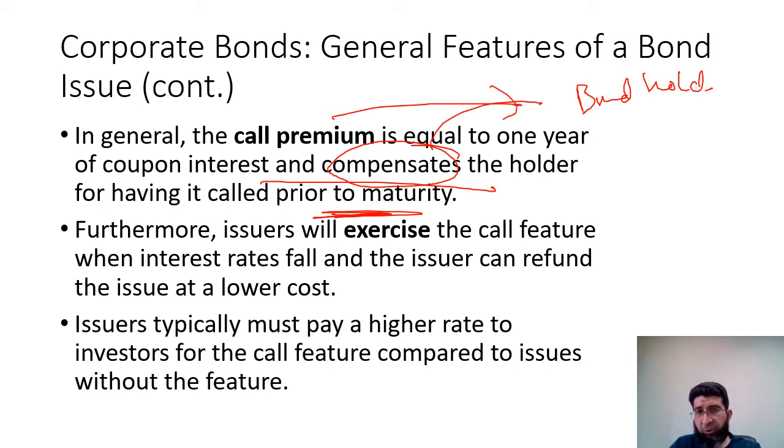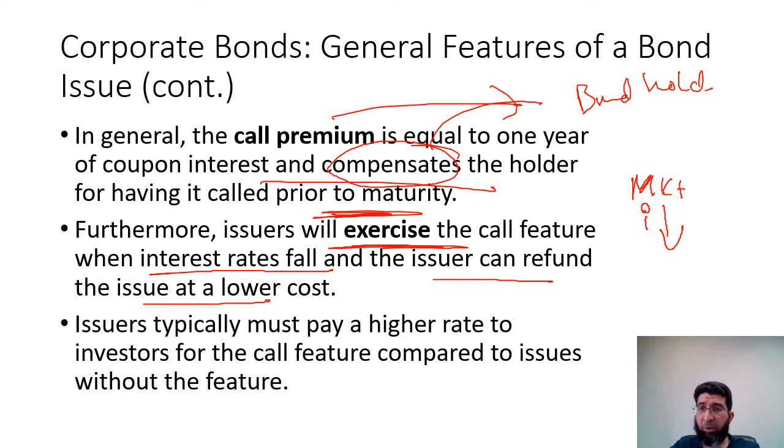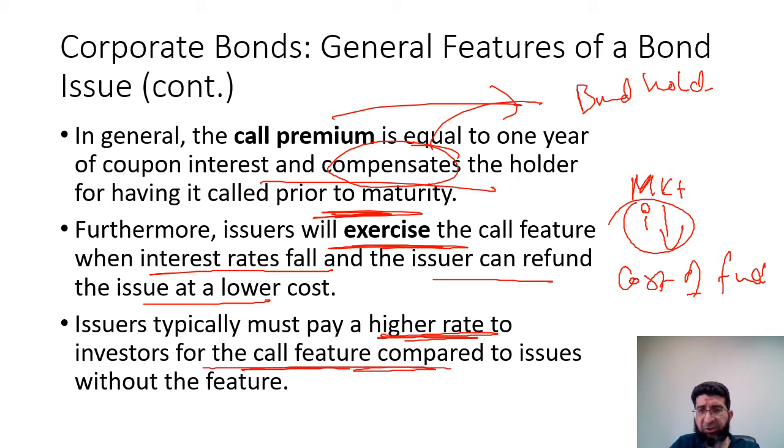Furthermore, issuers will exercise the call feature when interest rates fall and the issuers can refund the issue at a lower cost. As I told you, if interest rates in the market fall, then the issuer will call and buy back the bonds and issue at a lower interest rate to reduce their cost of funds. The issuer typically must pay a higher rate to investors for the call feature compared to issues without the feature. This is because of the attached feature.